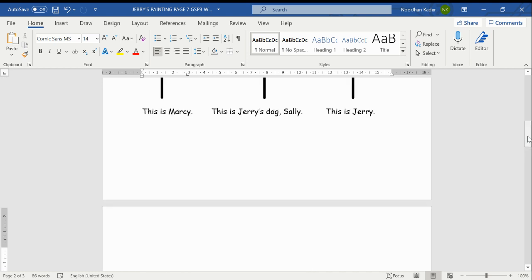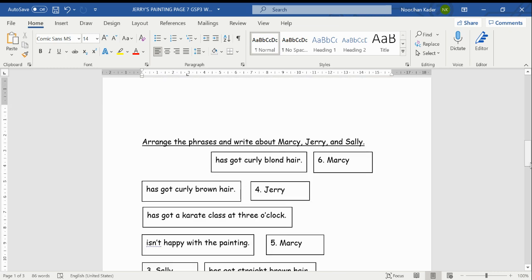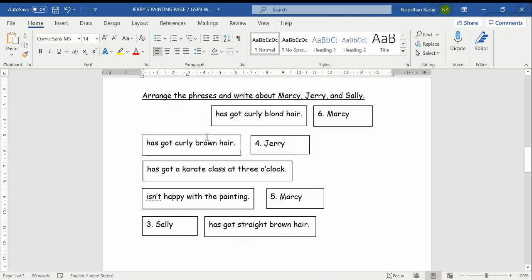Let's look at the picture. This one is Marcy. So what does she have? She has got curly hair and it's blonde. So let's find, this one has got curly blonde hair. Let's take this and match below.